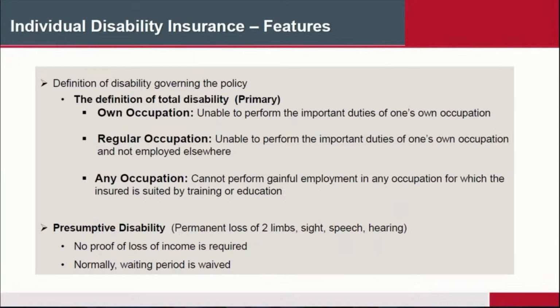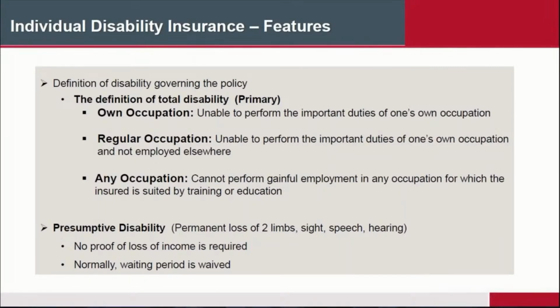Now, once again, on the exam, they're not going to say, what is the definition of? They're always going to give you a case study. Okay, they're going to say certain things, and then you have to pick out the right answer. So let's take a look first at the three most important definitions. The first one is own occupation. So when a person buys a product that has an own occupation definition of disability, they are disabled if they are unable to perform the important duties of one's own occupation.